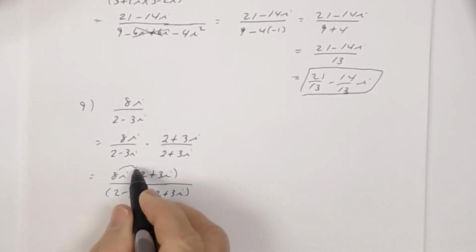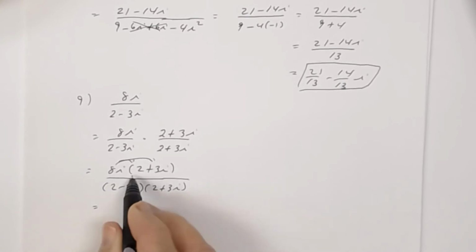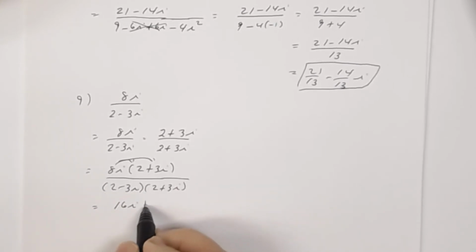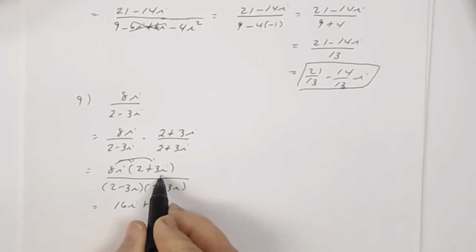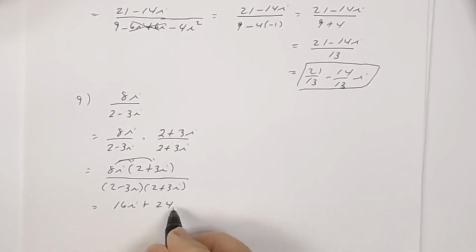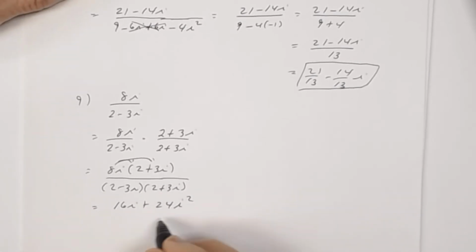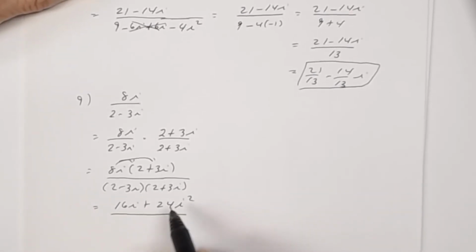So in the numerator, I'm going to get 8i times 2 is 16i, plus 8i times 3i is 24i squared, because i times i is i squared. So you always got to be careful. Okay, let's look at the denominator now.